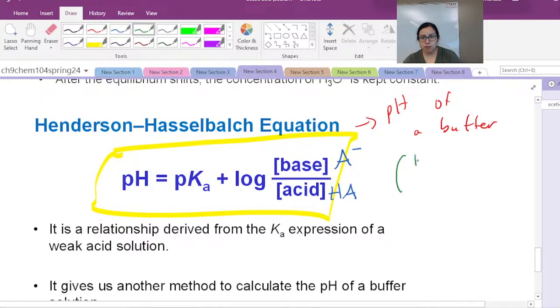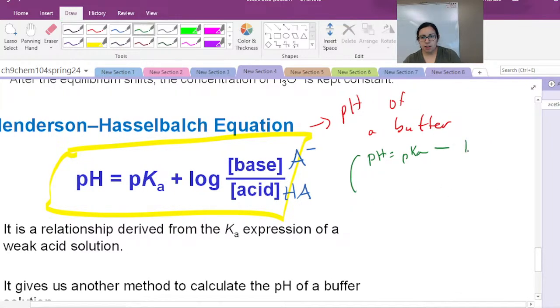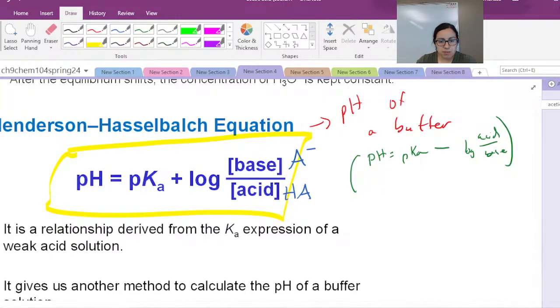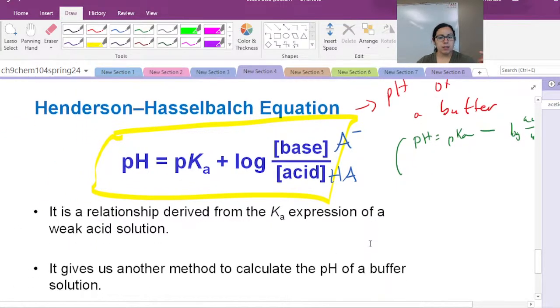So I'll write it over here. pH is equal to the pKa minus the log of acid over base. So that's why you might see variations in that formula. I personally like this one just because I want to keep base over acid straight.